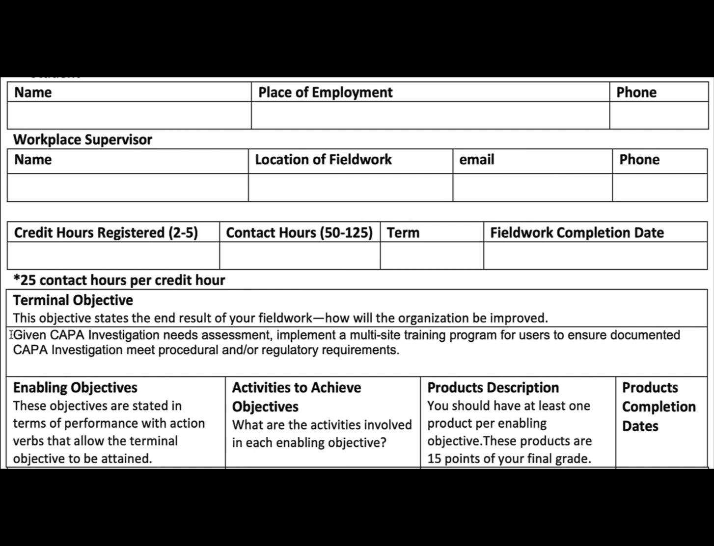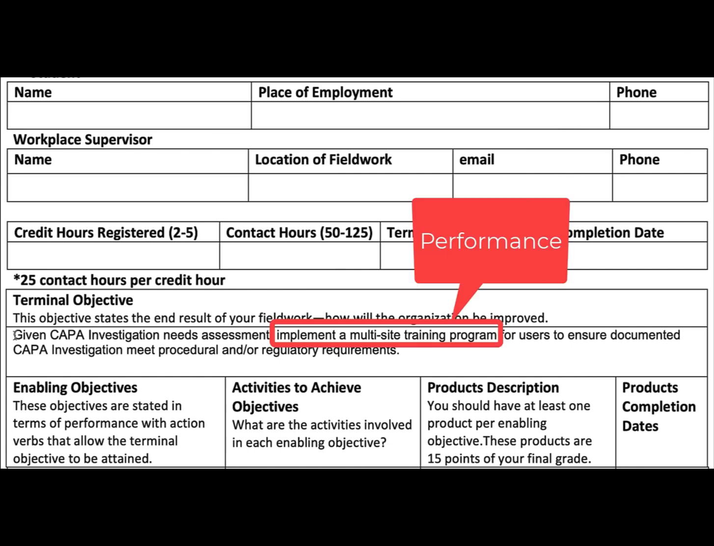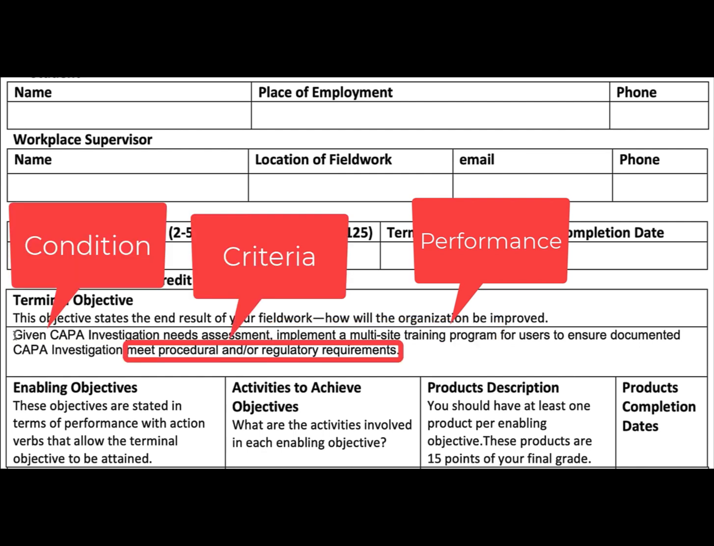It should have a performance, a condition, and a criteria. In this case, the performance is to implement a multi-site training program. The condition is given CAPA investigation needs assessment, and then the criteria is to ensure documented CAPA investigation meets the procedural and or regulatory requirements. So your terminal objective must have those 3 main components, a performance, a condition, and a criteria.